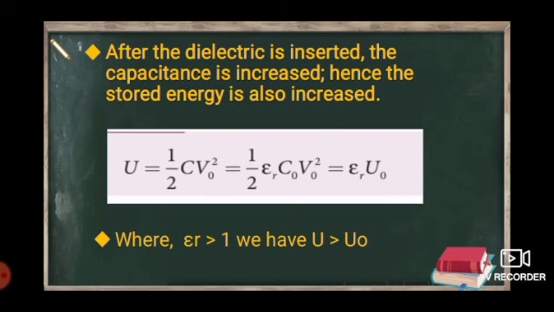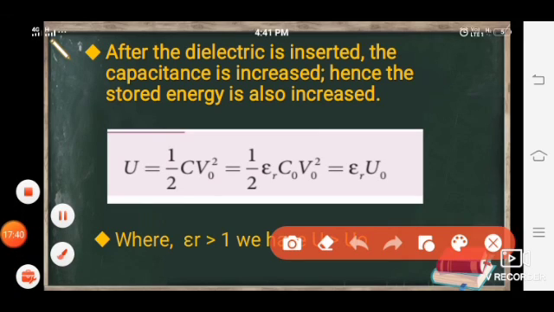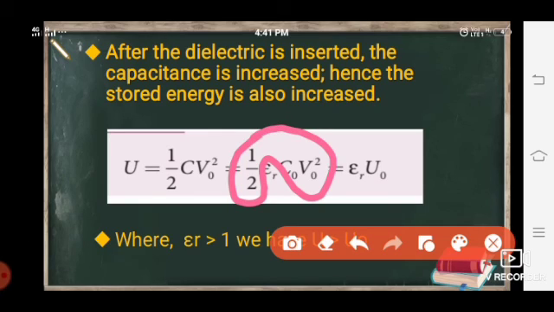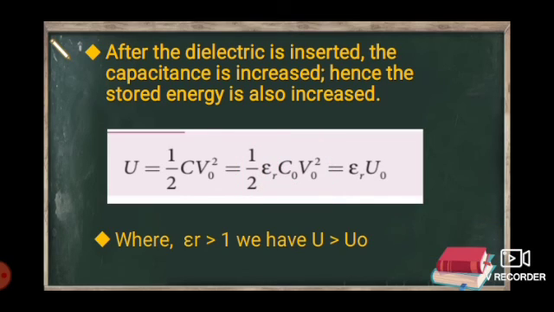This can be written as 1 divided by 2 C naught V naught square, which is U naught. So this equation changes to epsilon r into U naught. So the potential energy U is equal to epsilon r into U naught. As epsilon r increases, U also increases. The relative permittivity epsilon r of a dielectric medium is always greater than 1. So epsilon r is greater than 1, and the potential energy U is greater than U naught.